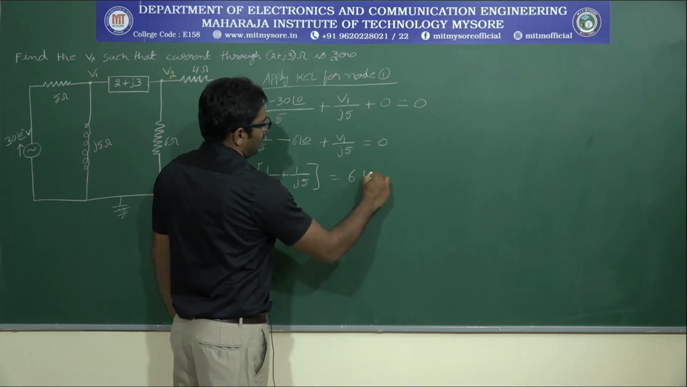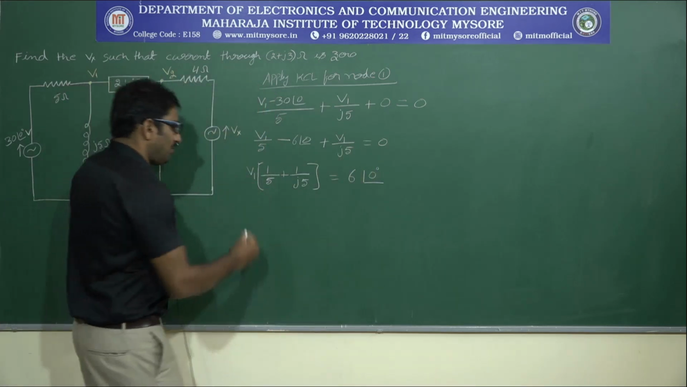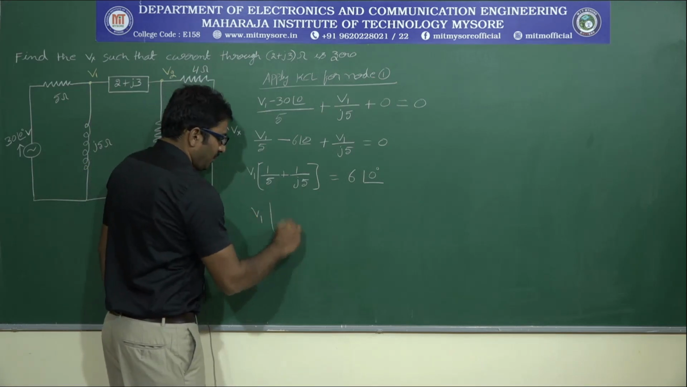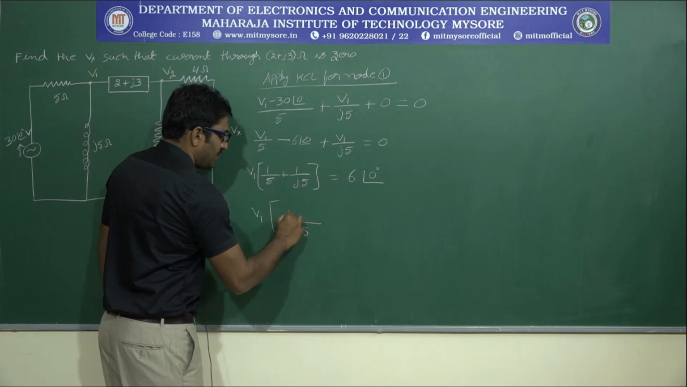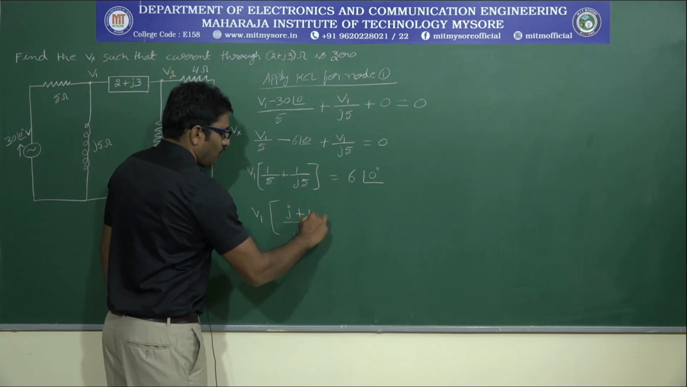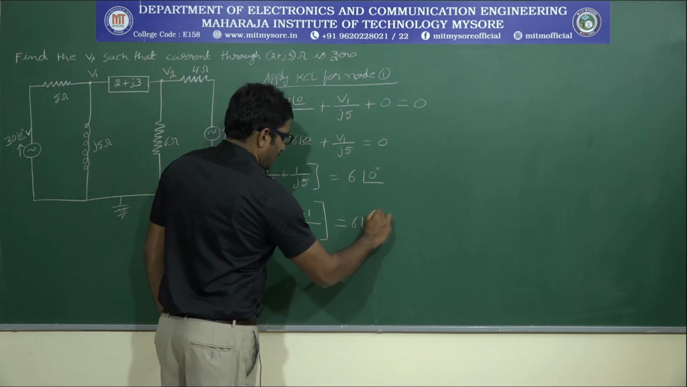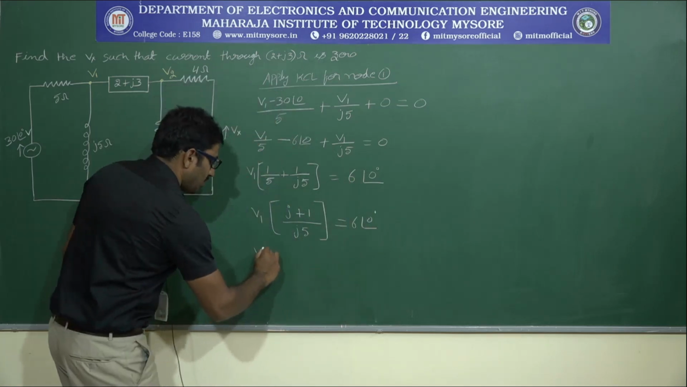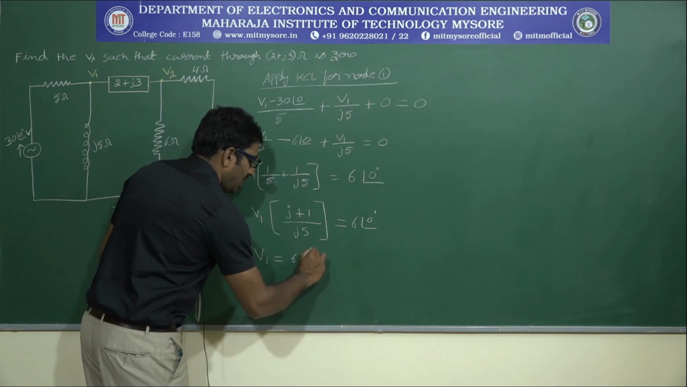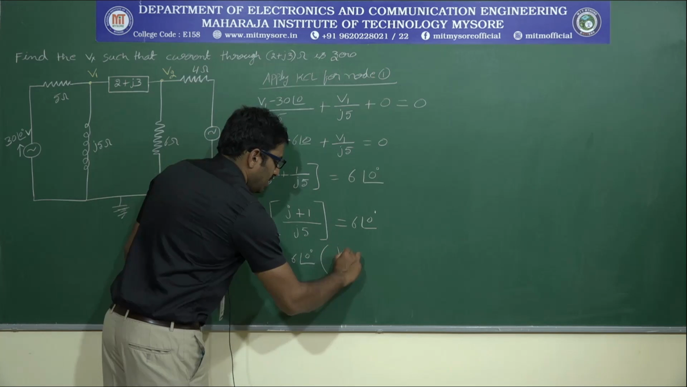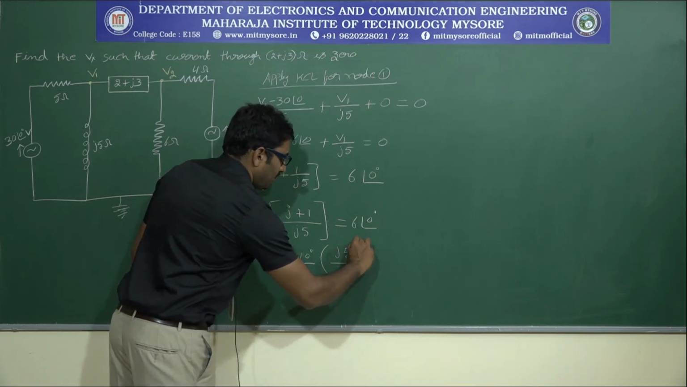at an angle 0. Take the LCM for this term. V1 can take LCM as J5. So (J plus 1) is equal to 6 at an angle 0. Next, just cross multiply this. V1 is equal to 6 at an angle 0 into J5 divided by (J plus 1).